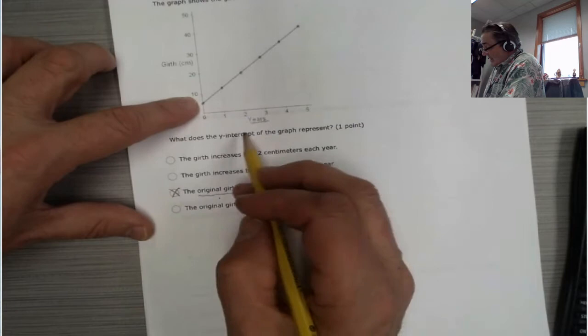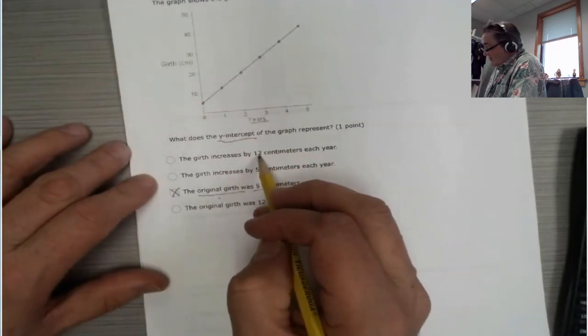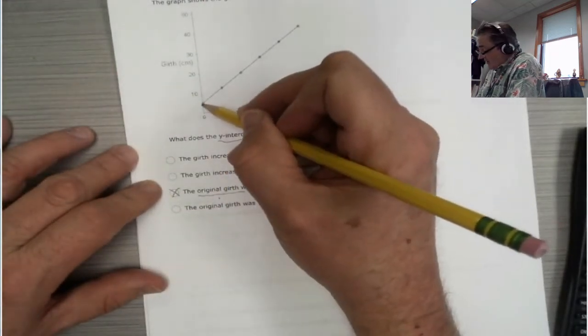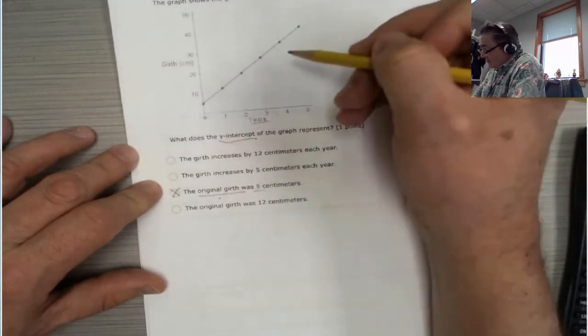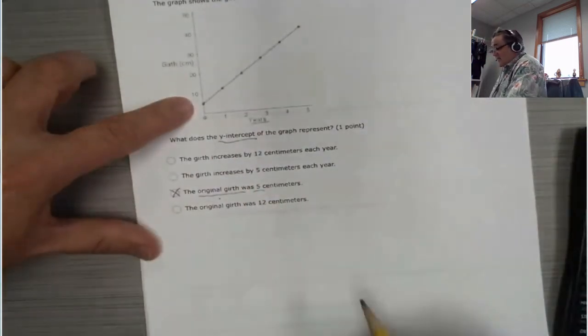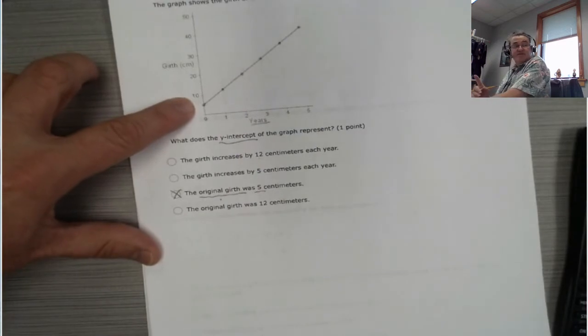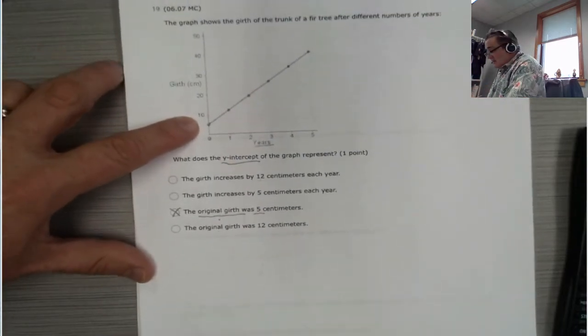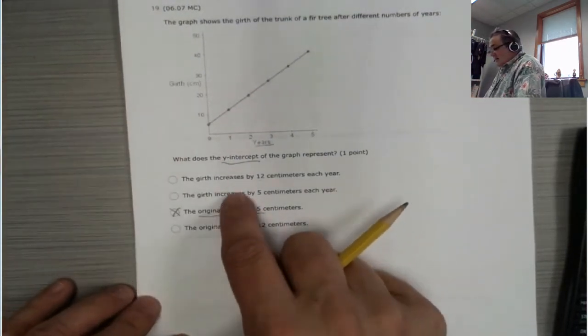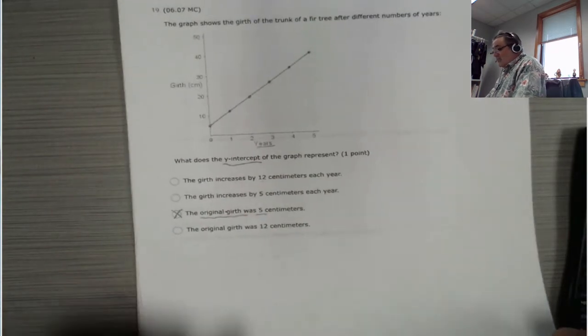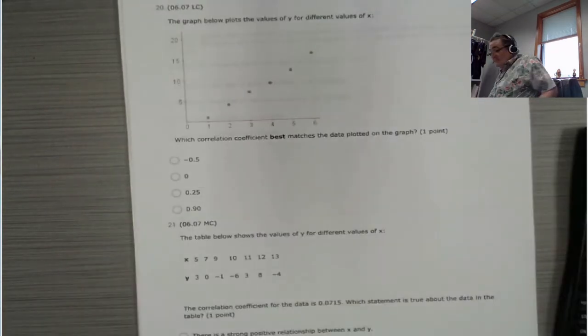Right? So make sure when asked about the y-intercept, you're not saying something to do with the 12. Because look at the graph. What is the y-intercept? Where does it intercept the y? Where does it cross the y-axis? 5. Your answer should have something to do with the 5 first off. Right? Because that is the y-intercept. And then the second thing, make sure you're telling correctly what that 5 represents.